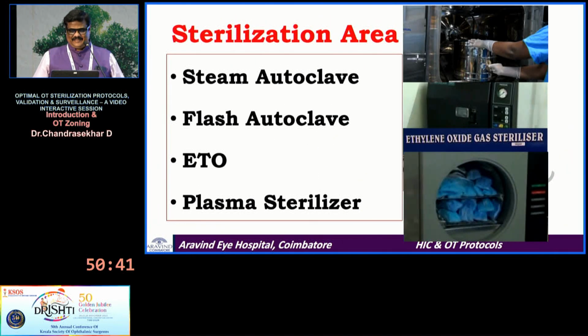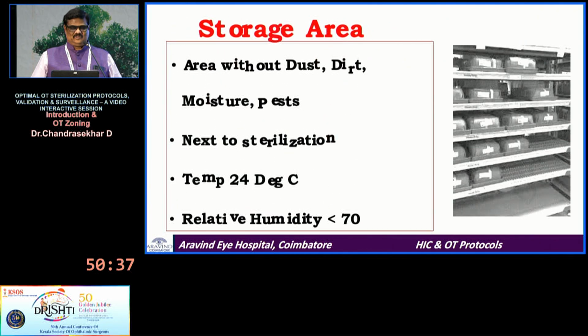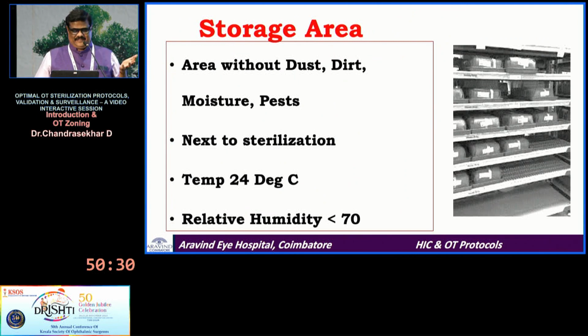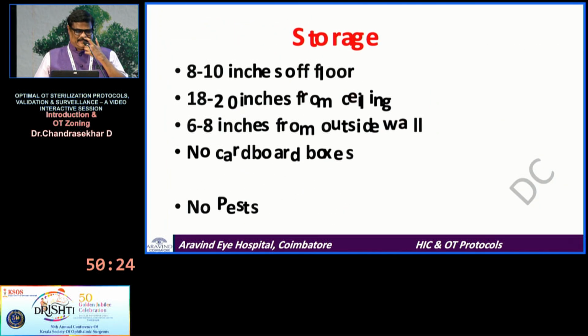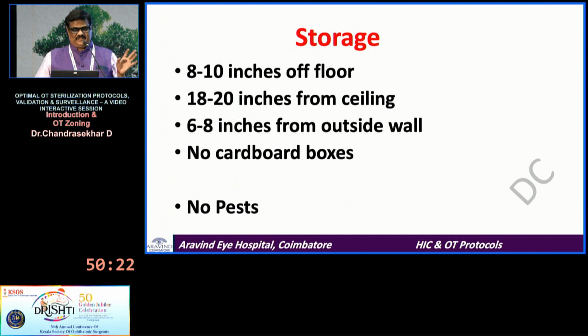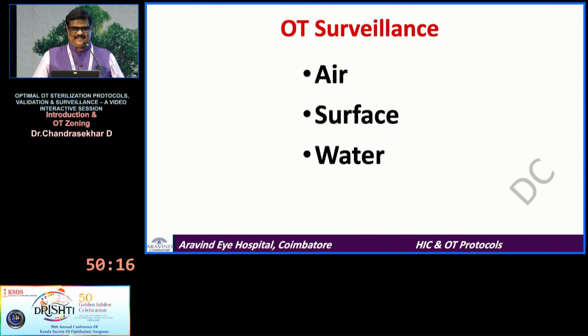The sterilization area is the CSSD. We can have a double door autoclave, ethylene oxide (ETO) and plasma sterilizer. Then again, the storage area should not be close to the wall, the floor or the roof. The temperature should be 24 and all the needs are there. Your validity will depend on the type of sterilization. So it should not be touching the floor, it should not be near the ceiling, no cardboard boxes, and make sure there are no insects anywhere.